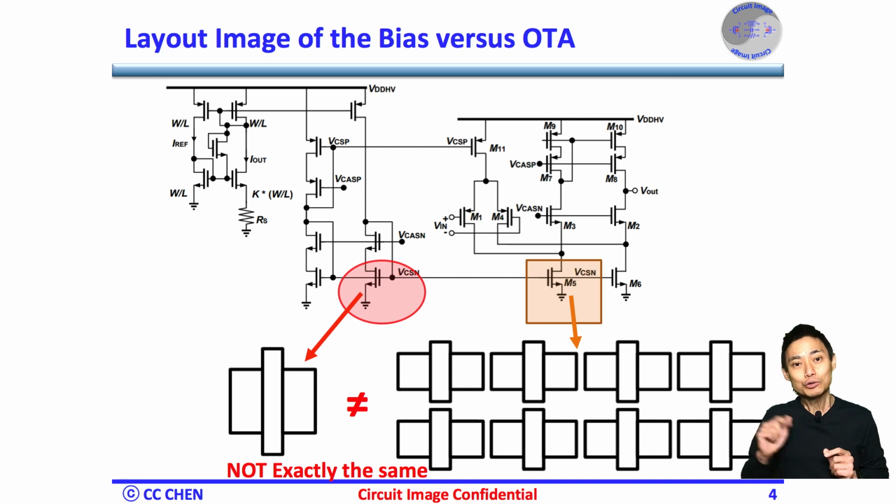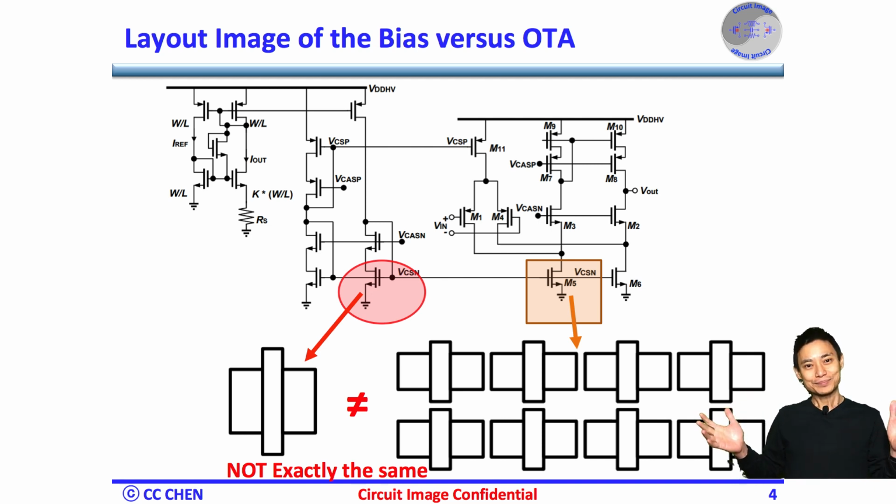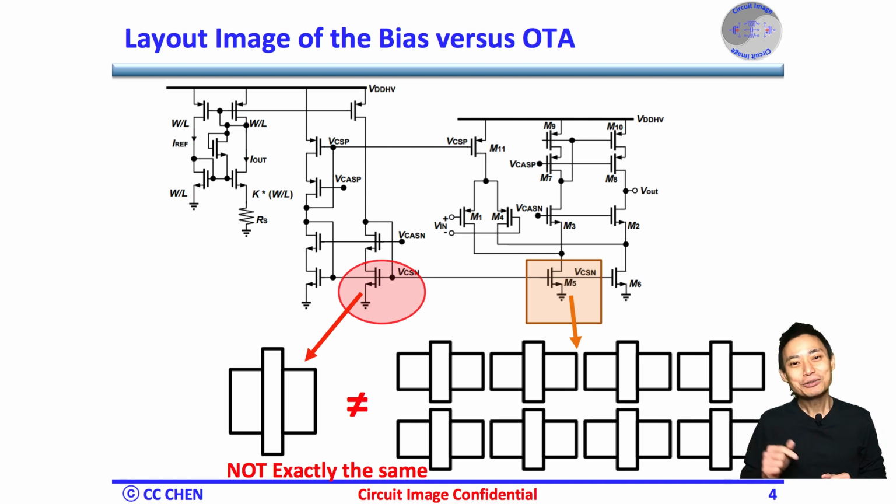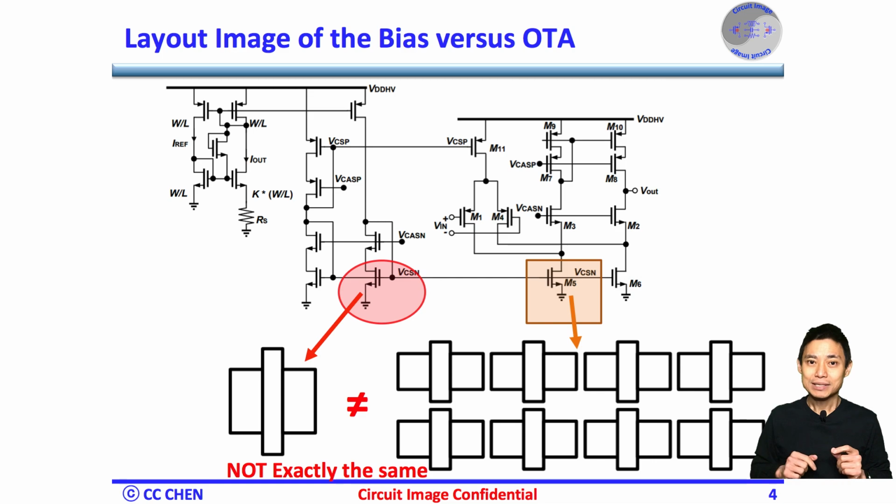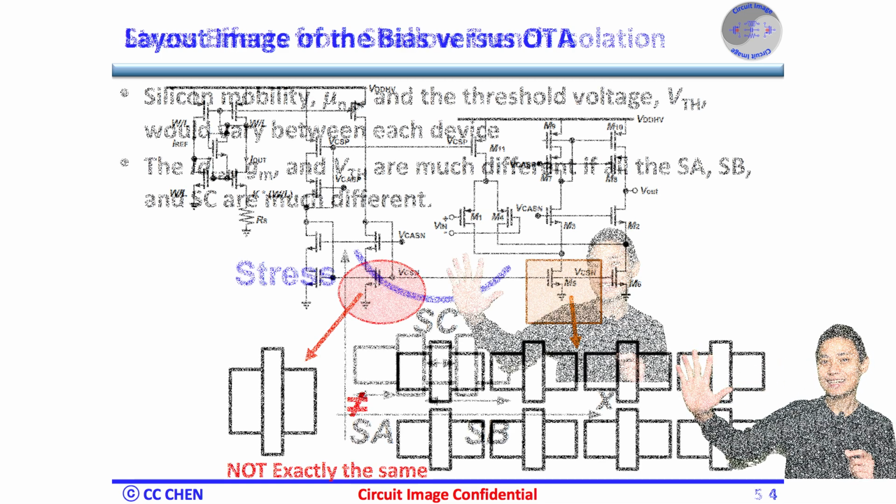Bingo! If you look at the layout image of both NMOS at the bias block and OTA one more time, what do you see? Exactly, they look not exactly the same. If they are not exactly the same, what happens? The first one could be easy to guess. Could you please think about the stress images for 5 seconds?